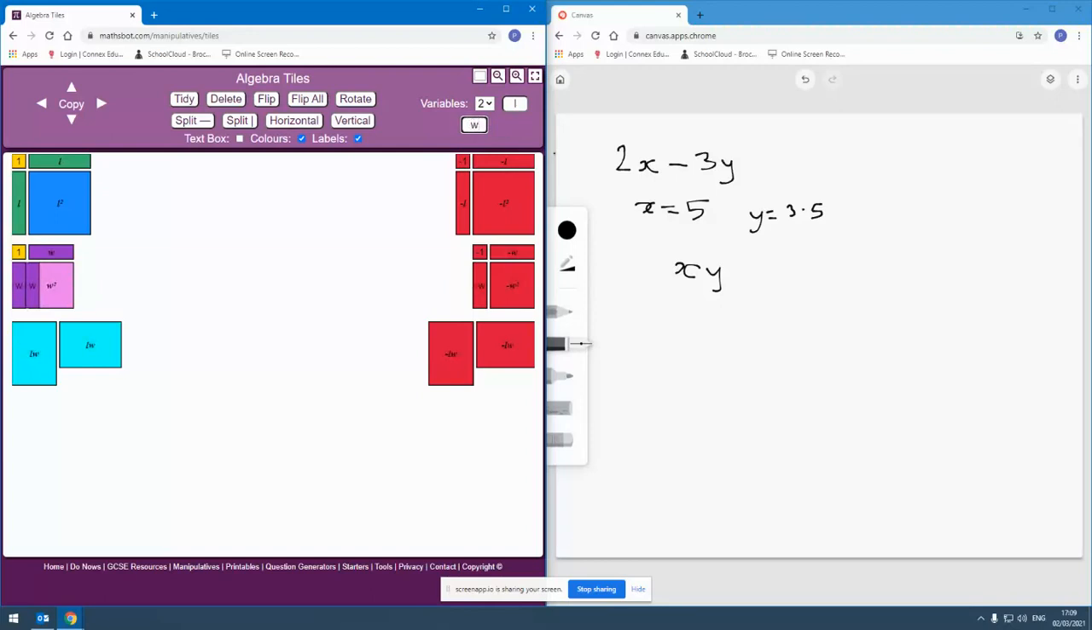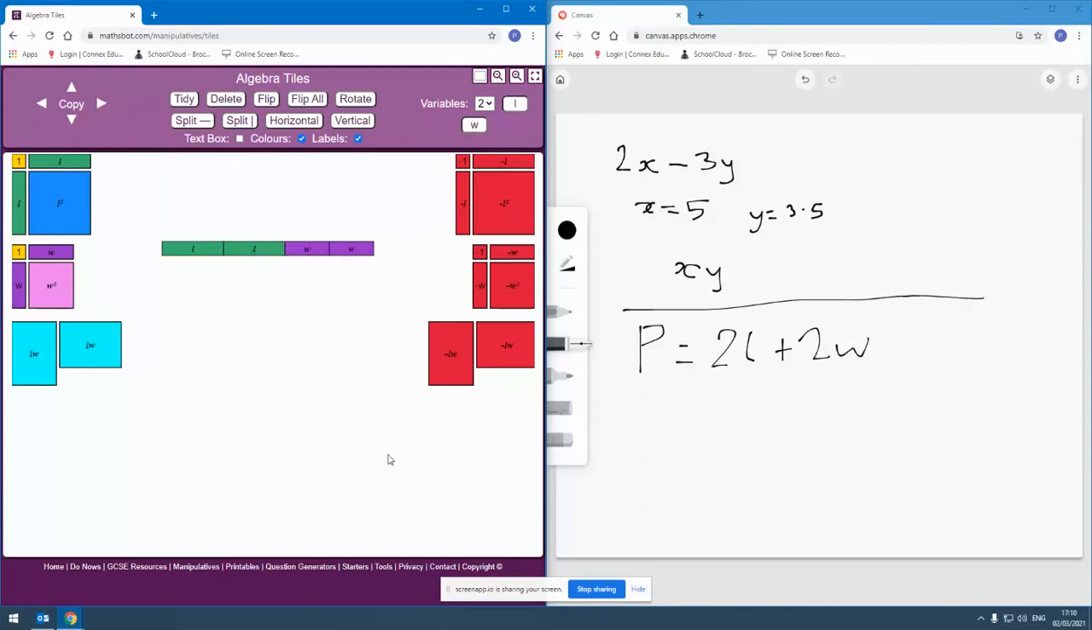One nice one here is a sort of a linear formula that I could bring in. And the formula is P equals 2L plus 2W. And so I can build this 2L plus 2W. There we are. I've got my 2L plus 2W. And again, I can change that. So I can say, what if L was 7 and W was 4?